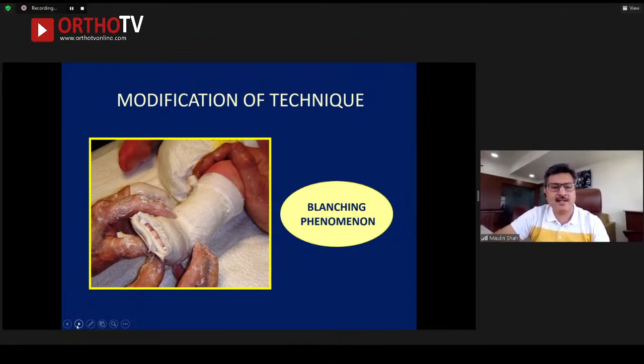So while you apply plaster for atypical clubfeet, keep the toes open so that you can readily look for the circulation in the toes. And if it doesn't return after some time, you take the below-knee plaster off and put the foot in a little bit of plantar flexion.